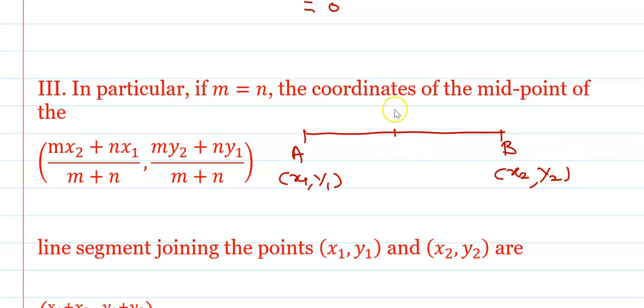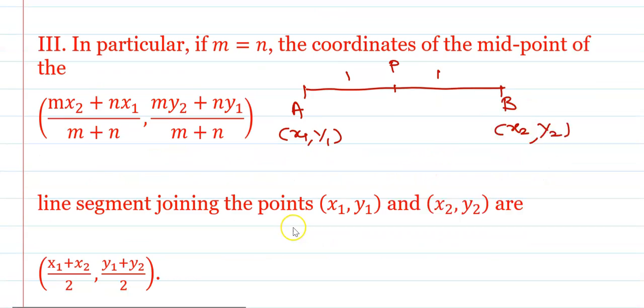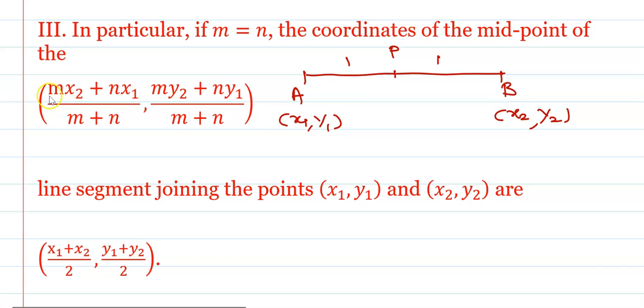And the point P divides this in the ratio 1 to 1. That is m equals n. And if we substitute m is 1 and n is 1, then what you will get is 1 into x2, that is x2, plus 1 into x1, which is x1, and in the denominator there is 1 plus 1. This is the x coordinate.